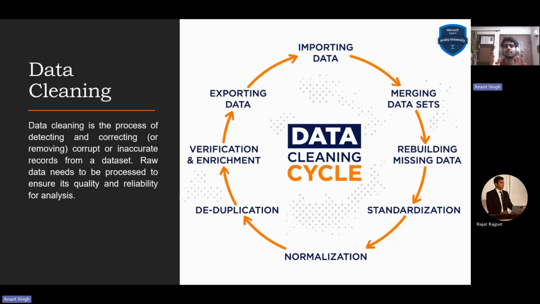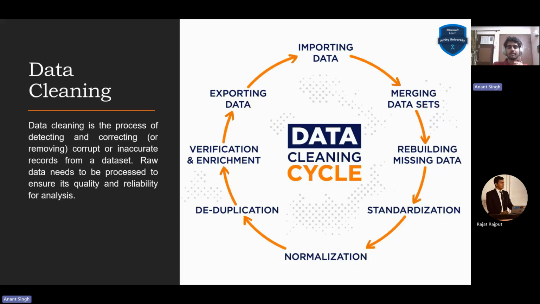But what if that data had some missing values, some incorrect values, some really different values from the normal scale, right? All of these values have to be either updated or removed, right? So data cleaning is the process of detecting and correcting or removing corrupt and inaccurate records from a dataset. Raw data needs to be processed to ensure its quality and reliability for analysis, right?